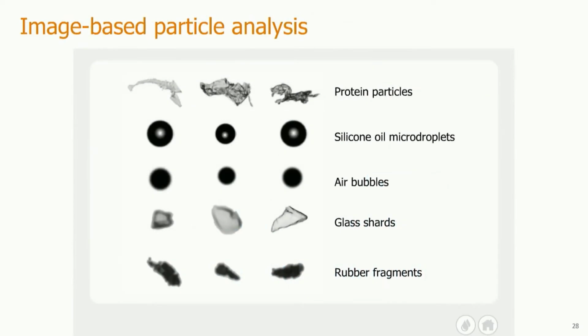And this is just some images of some of the different particle types that can be found in protein formulations. Traditional particle analysis tools like light obscuration can't distinguish between different types of particles, which can give you insight into sources of contamination and stability. Using MFI enables you to identify what these particles are.